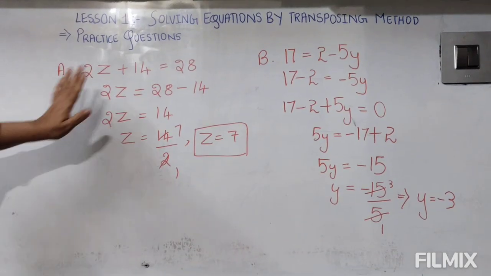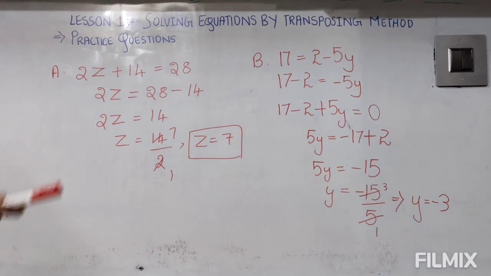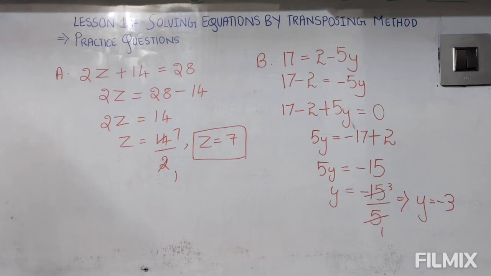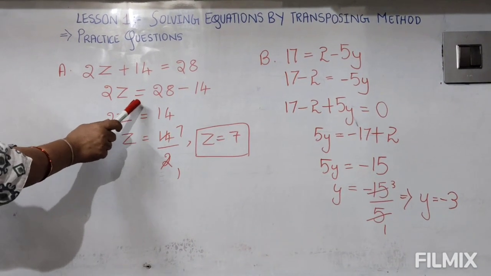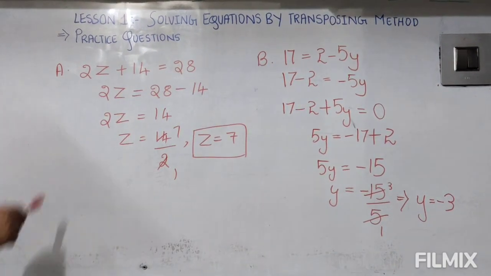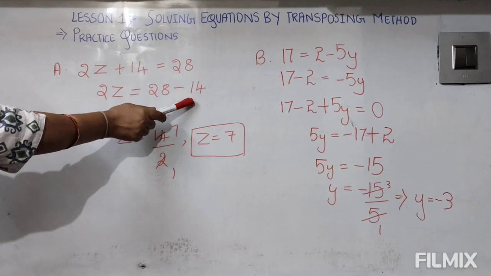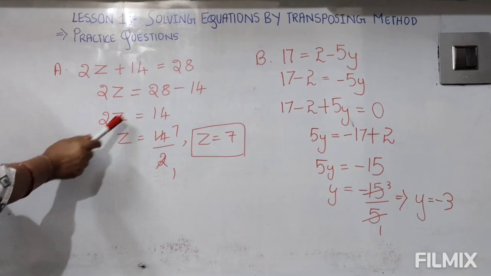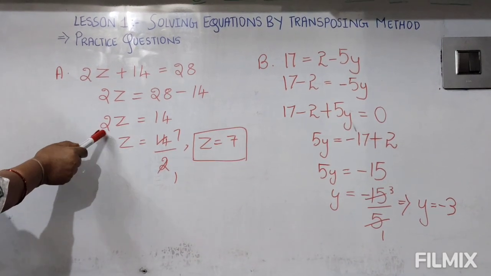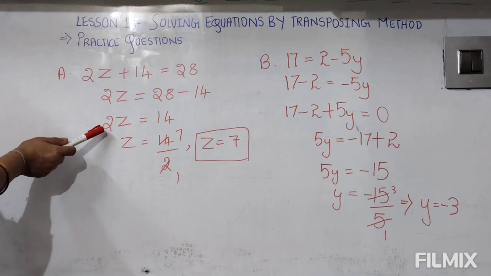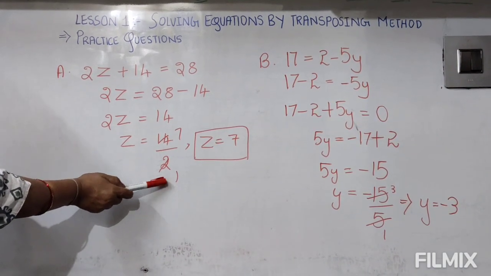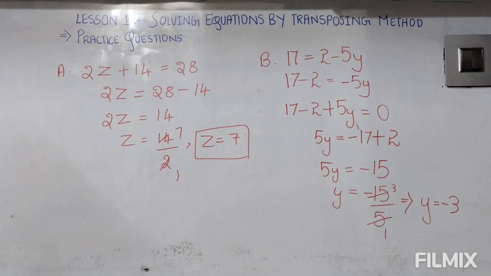Okay. Look at these two sums. This is the form of ax plus b is equal to 0. Therefore, 2z is equal to, I am transposing this 14 towards the right hand side. Therefore, plus 14 becomes minus 14. 2z, 28 minus 14 is 14. z is equal to, once again transposing this plus 2, multiplication to division. That is, this becomes division here. 2 ones are 2, 2 sevens are 14. z is equal to 7.